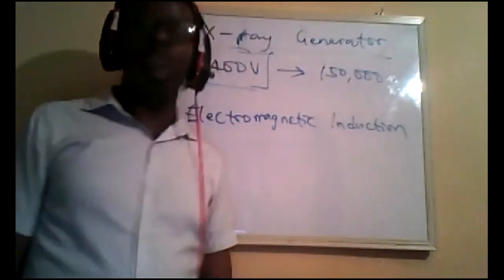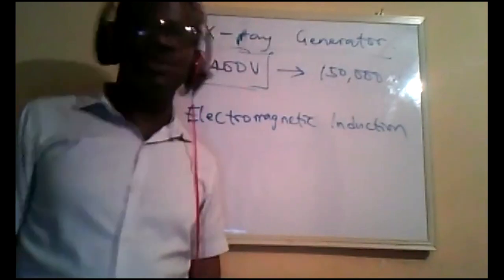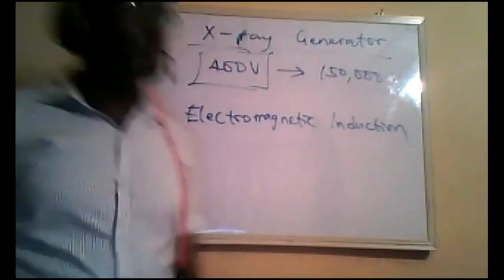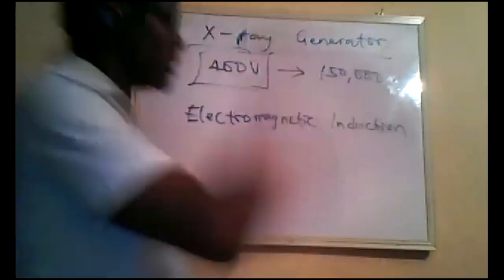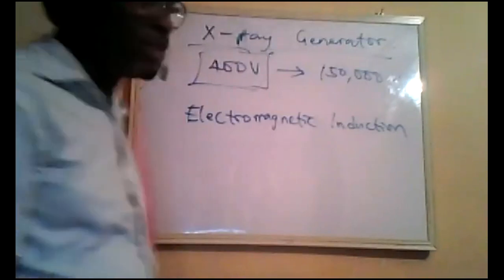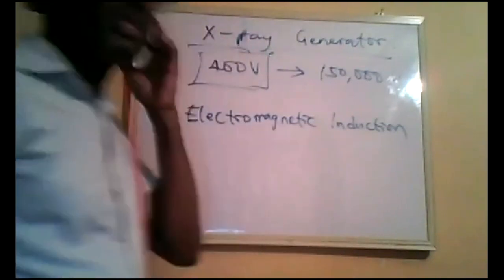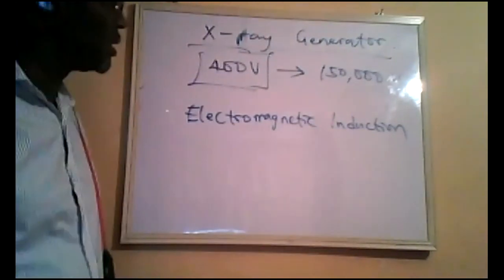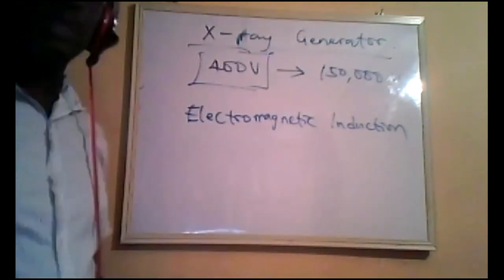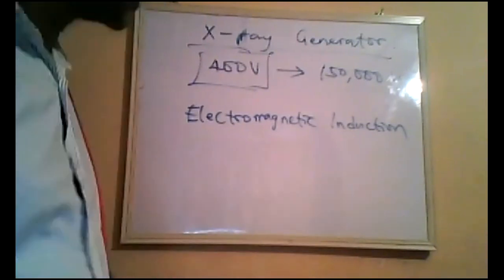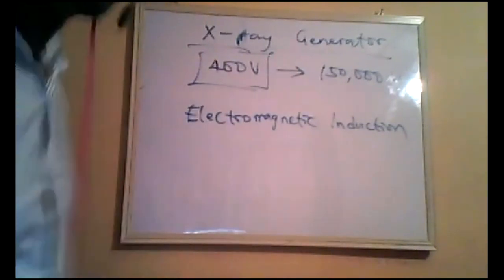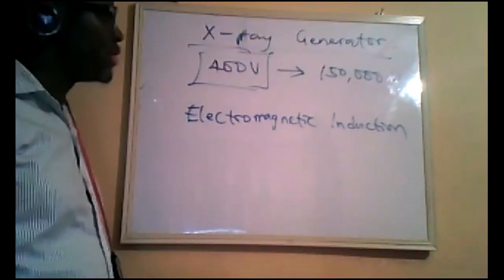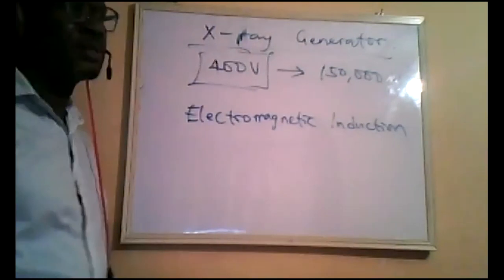In generating companies, they use one form of energy or another to turn a turbine. The turbine will then rotate in a very huge magnetic field. When it rotates in a huge magnetic field, electricity will be induced. That is the principle the generators use. And from there, we get alternating current.